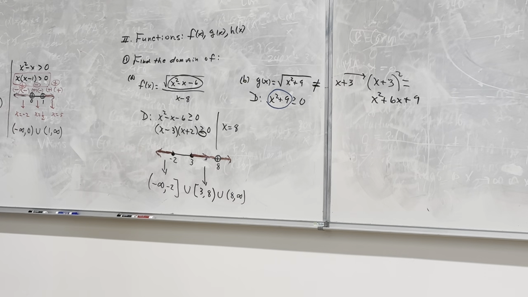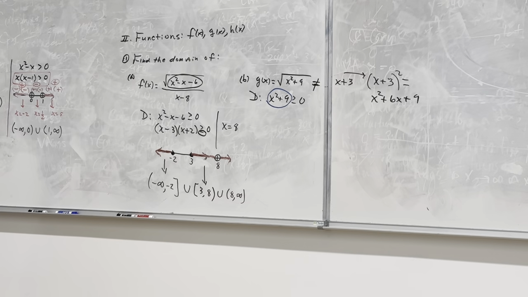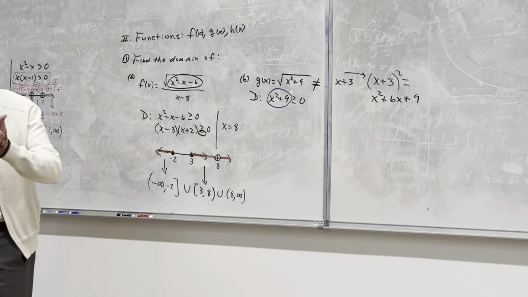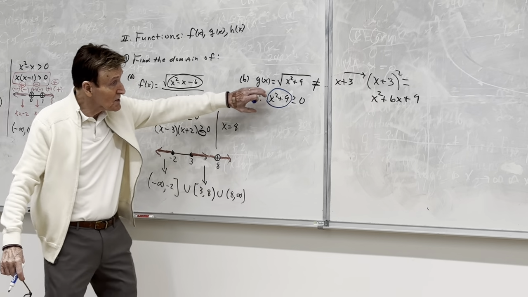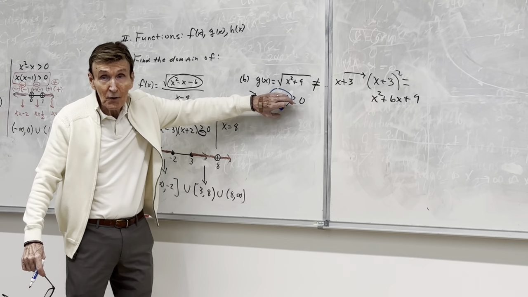This one says x can be replaced by any number you throw at me. I don't care whether it's positive, negative, 0, pi, square root 2, you put it in there, you do the business, you square it, add 9, you're guaranteed this is always going to be what? Greater than or equal to 0.